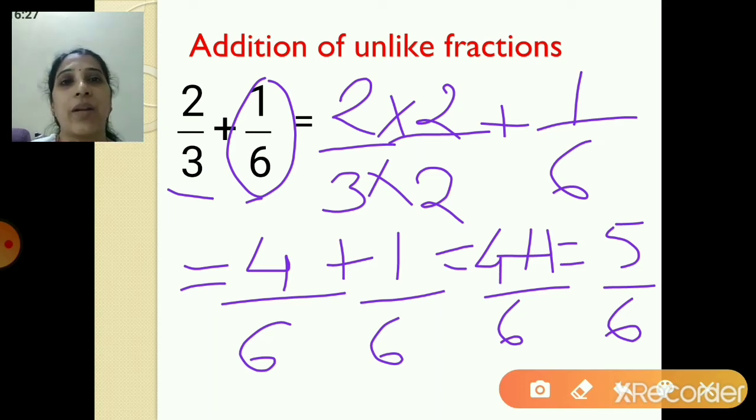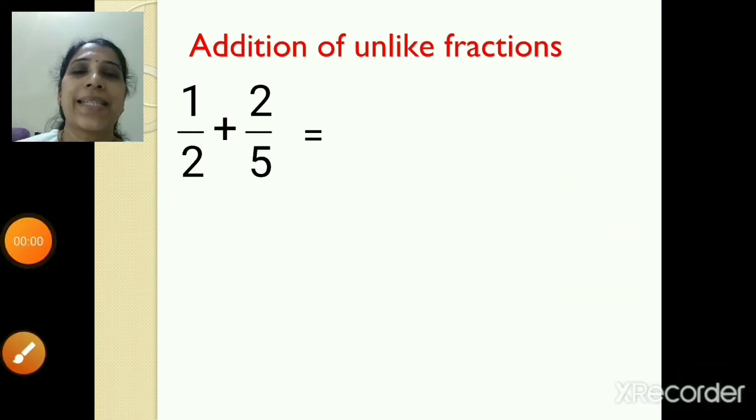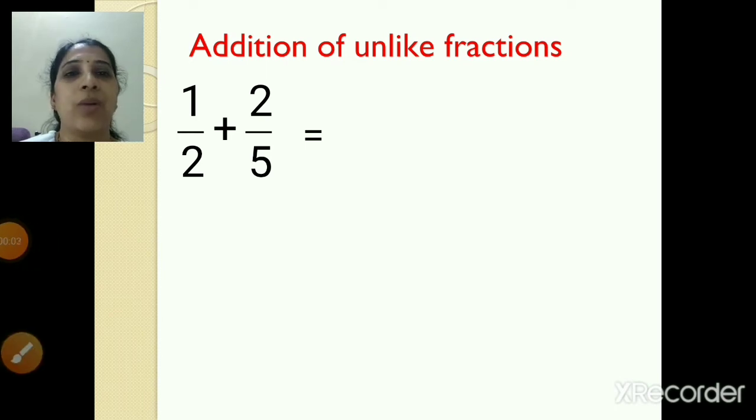So children, you had already learned how to convert unlike fractions into like fractions. Similarly, you are going to do it here. You will convert it into like fractions and then add, so that you will get your answer. So the next example is 1 upon 2 plus 2 upon 5.